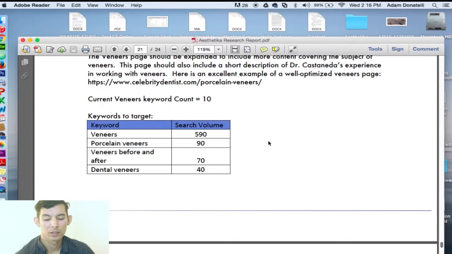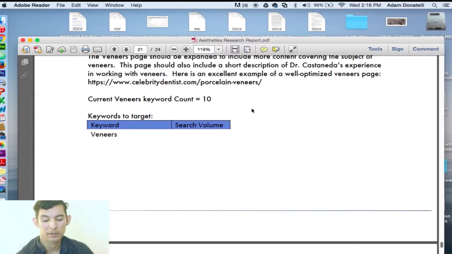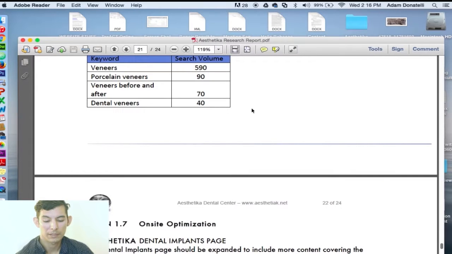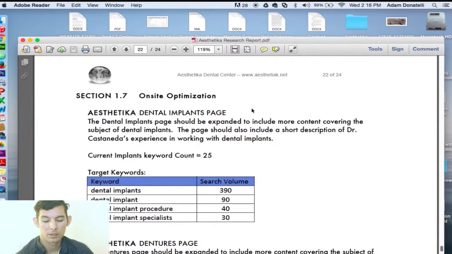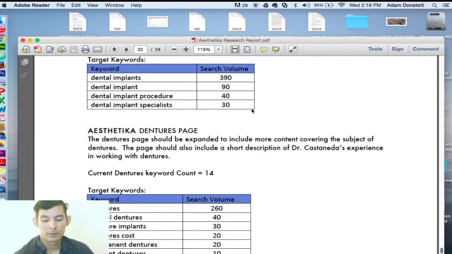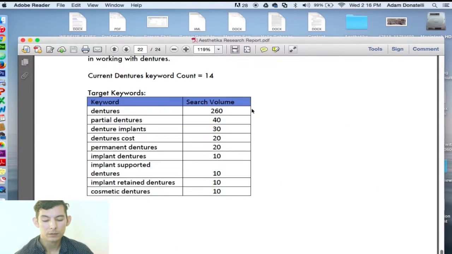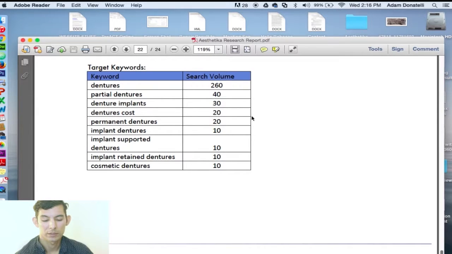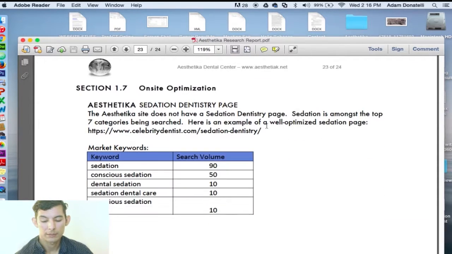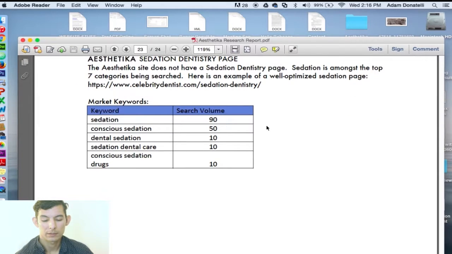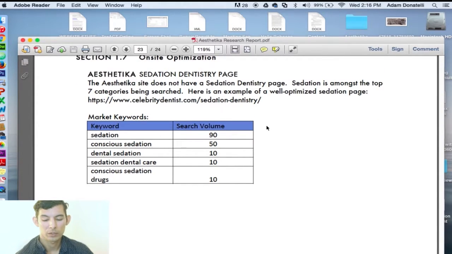The veneers page at that time had that keyword veneers in there 10 times. So even the competitors who are ranking on the second page had better optimization than what we see in the Aesthetica Dental Center site. So we definitely need to improve that page, on-site optimization. The implants page, same thing. Dentures page, there's opportunity there. We saw that in those keywords. Want to optimize that also. And the sedation page as well.